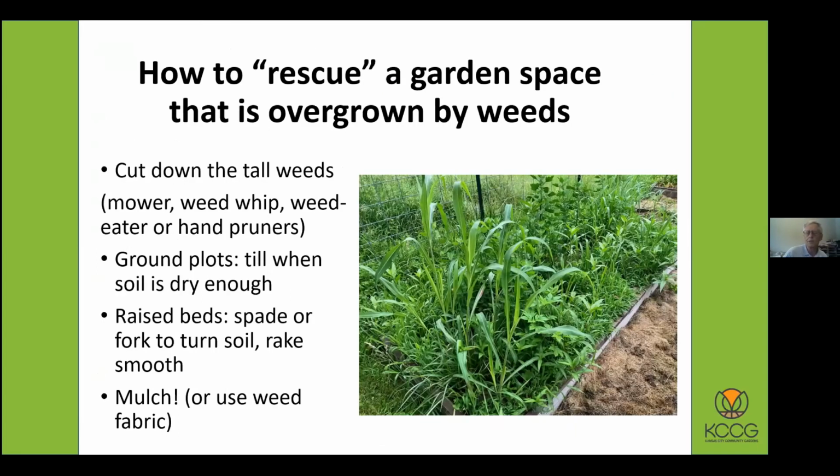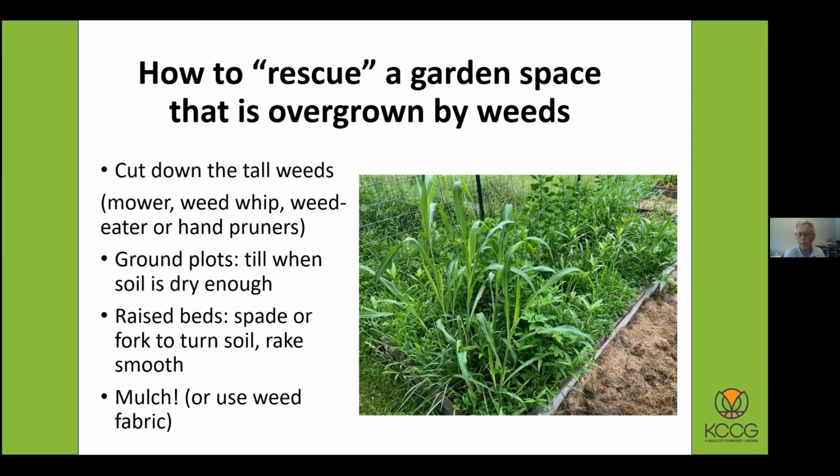All right, let's just talk a little bit about rescuing a garden space that's overgrown. Here you can see a raised bed that is really, really overgrown with a bunch of different weeds, and it just looks kind of overwhelming. What are you going to do about that? So generally, I tell people just cut down the tall weeds.